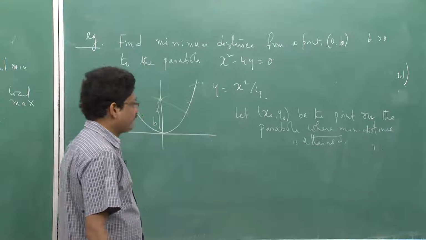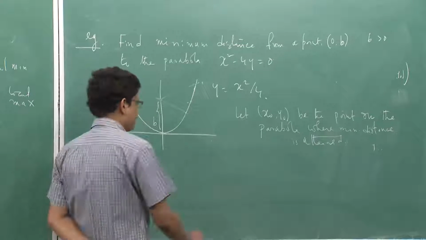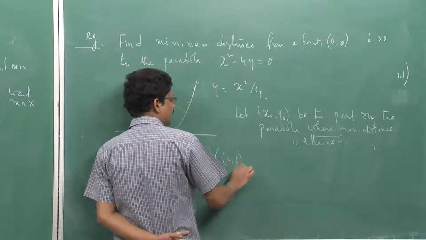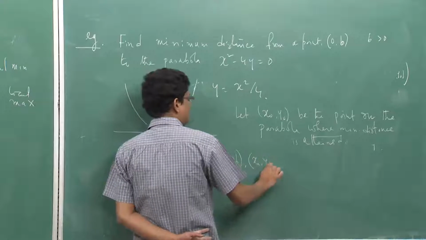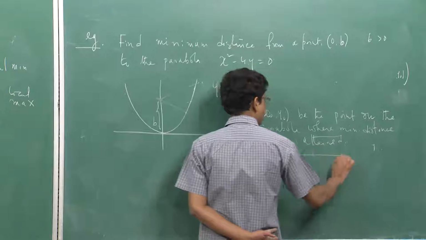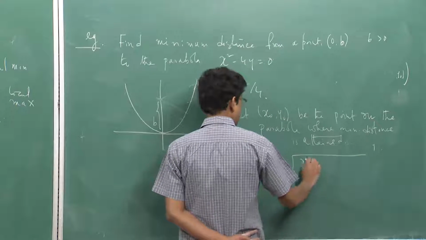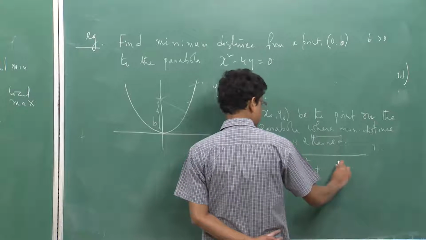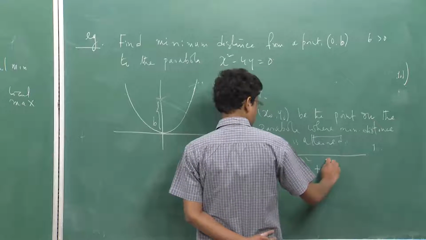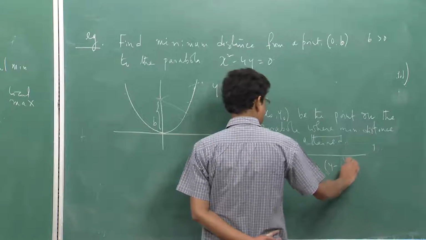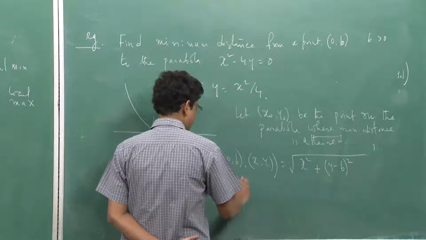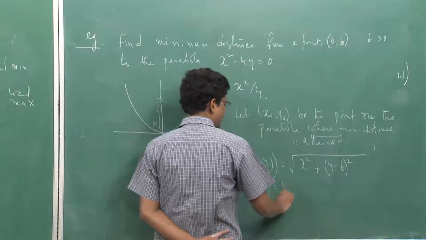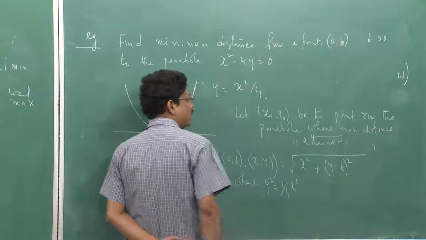Okay. Now, what is the distance? I have to minimize this distance from (0, b) to (x0, y0), which is equal to the square root of x0 squared, for any point on the parabola, x squared plus (y minus b) squared, where y squared equals 1 over 4 x squared, because it has to be a point on the parabola.